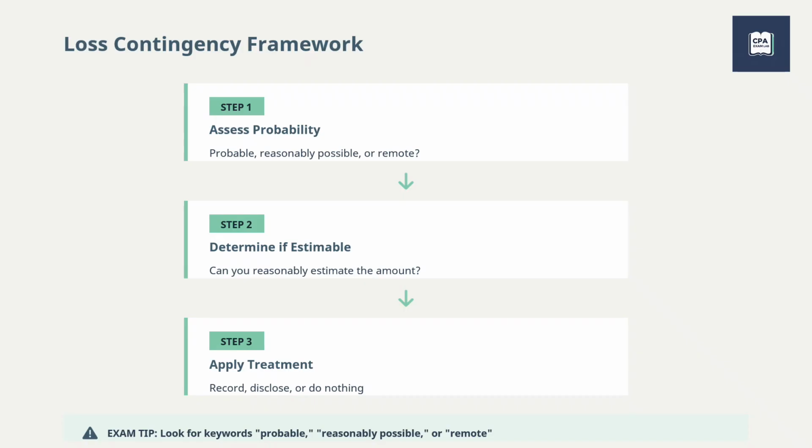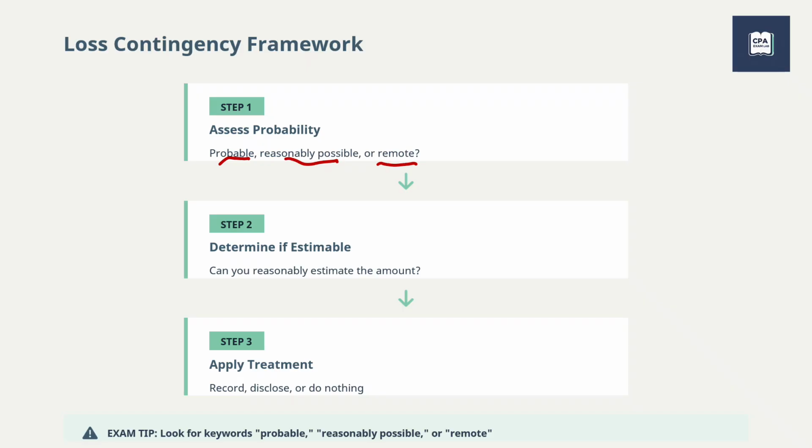Let me give you the big picture framework for handling loss contingencies. There are three steps you need to follow every single time. Step one, you assess the probability. Is this loss probable, reasonably possible, or remote? How do you know that? Usually the exam explicitly gives it to you. It says you spoke with the company's lawyer and they said it's reasonably possible, or they say it is probable.